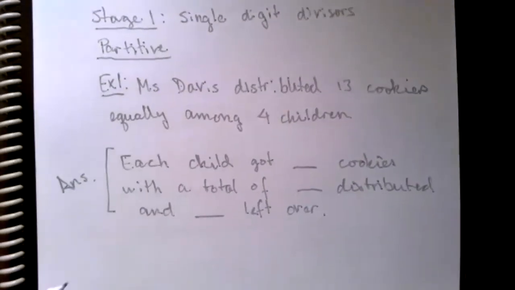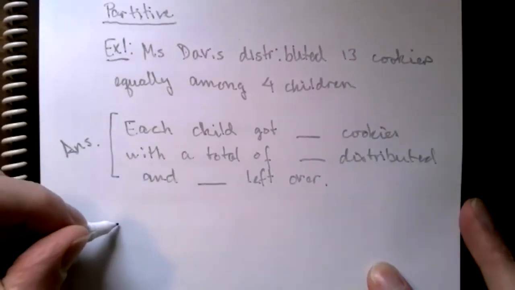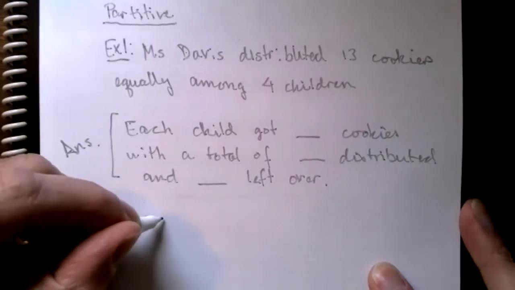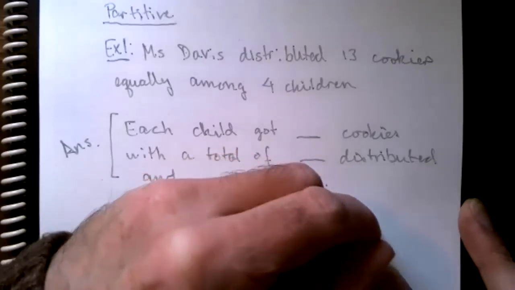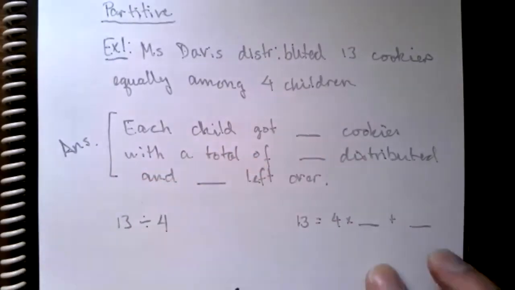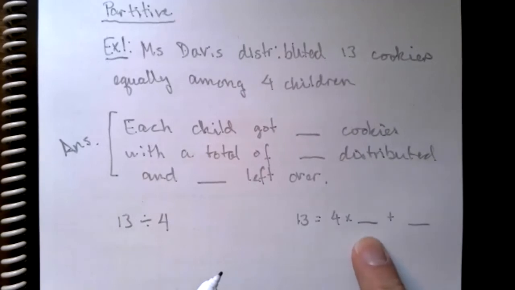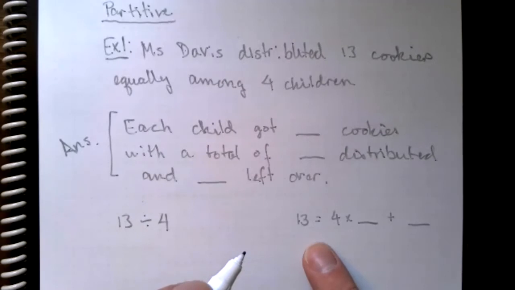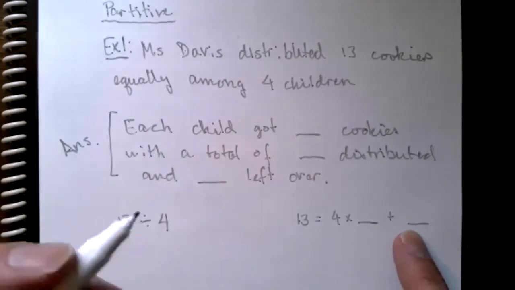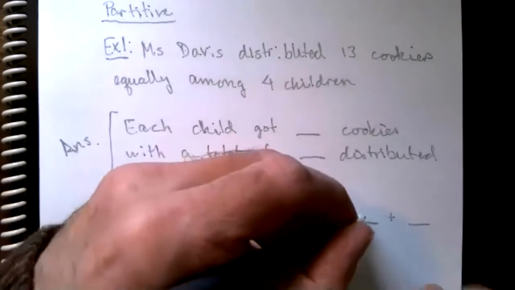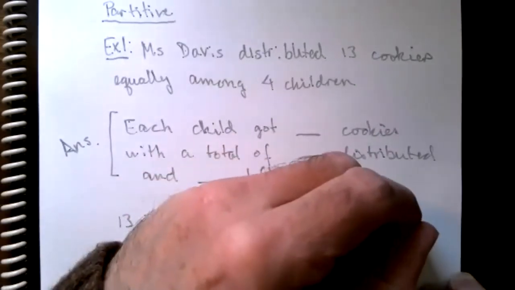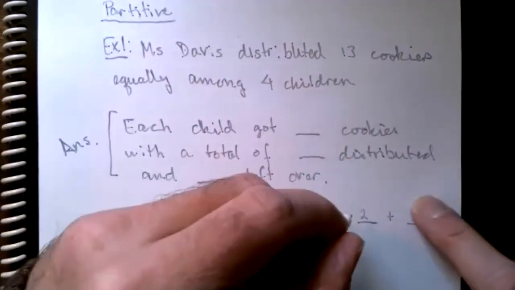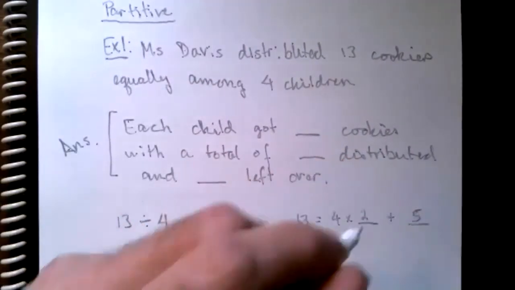Okay, so we're talking about 13 divided by 4. Okay, so 13 equals 4 times blank plus blank. Okay, the quotient and the remainder. I want to get as close as possible to 13, and then this will be my leftover. Now, would I say this? Would I say, okay, 2, right? 4 times 2 plus 6. No, sorry. 4 times 2 plus 5. Is this right?